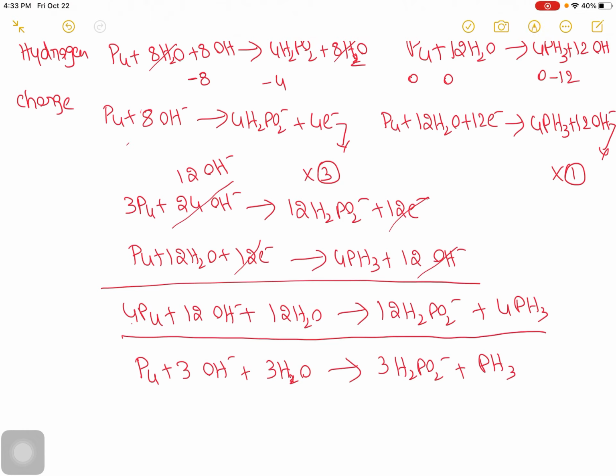If you count the phosphorus, 4 phosphorus are there: 3 phosphorus and 1 phosphorus, total 4 phosphorus. Phosphorus is balanced. Oxygens: 3 oxygens plus 3 oxygens, total 6 oxygens; on the other side 3 into 2, 6 oxygens. Oxygens are also balanced. Hydrogens: 3 hydrogens plus 6 hydrogens, total 9 hydrogens. Here 6 hydrogens and here 3 hydrogens, total 9 hydrogens are there.